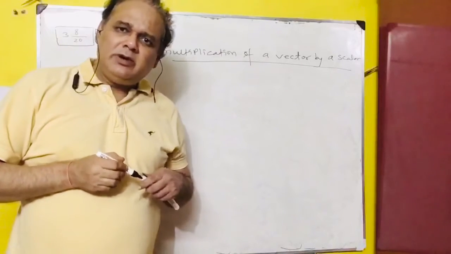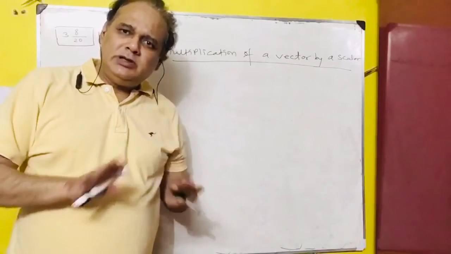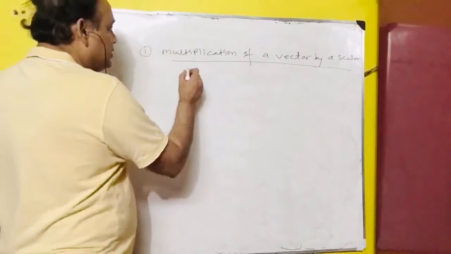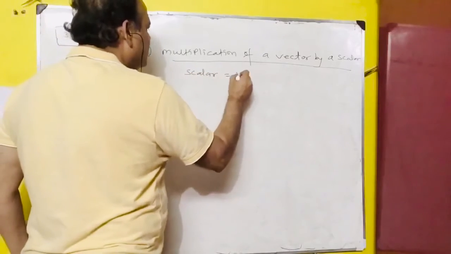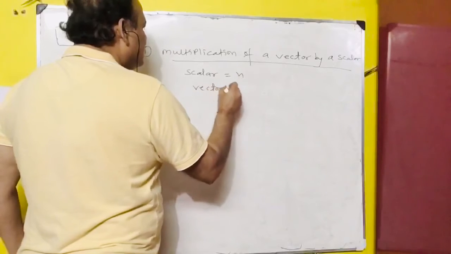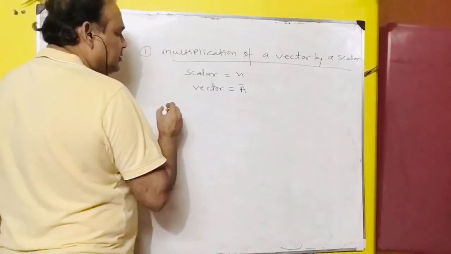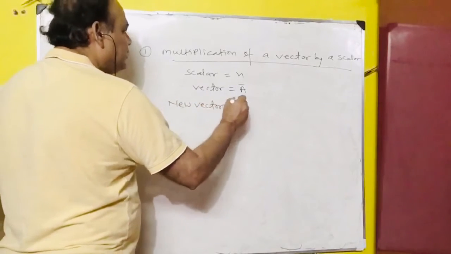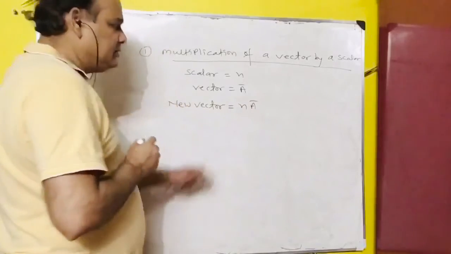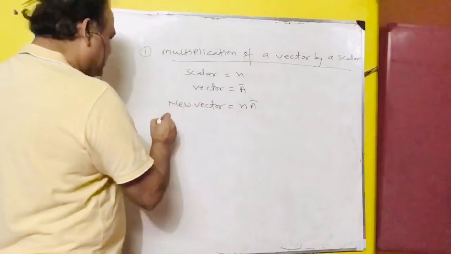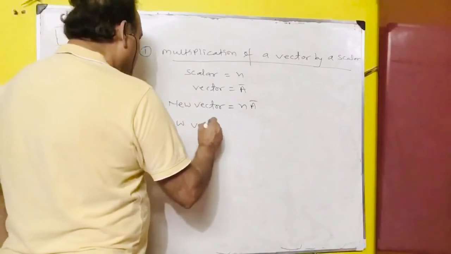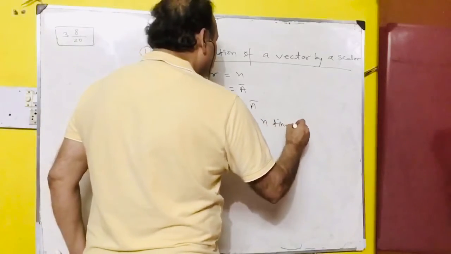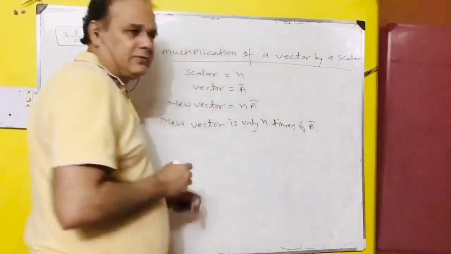So if you multiply a vector by a scalar, there is no change in the direction of the vector, only change in its magnitude. Suppose you have a scalar quantity, suppose n, and you have a vector a. If you multiply these two, then the new vector is equal to n a vector. It means n times. The new vector is only n times of a vector.